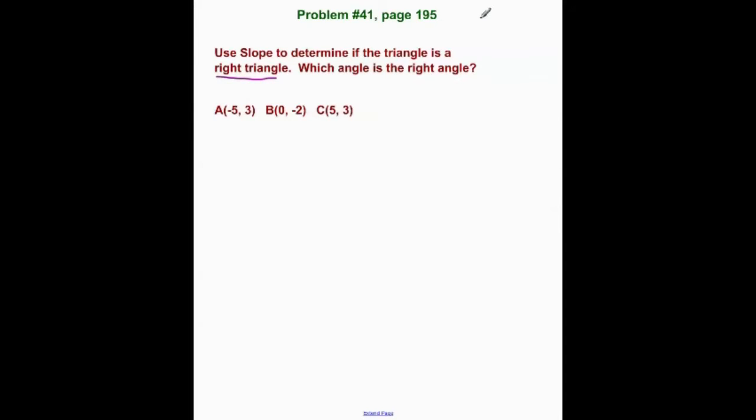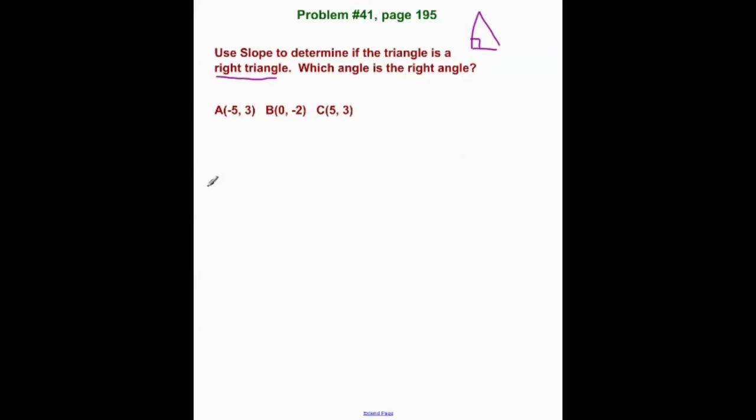What is a right triangle? Well, y'all have learned this from early school, and it's just a triangle with a right angle. But more importantly, in geometry, we're looking at the perpendicular relationship here. Definition of perpendicular, there's a couple, but the one we're going to look at is opposite reciprocals on the slopes.